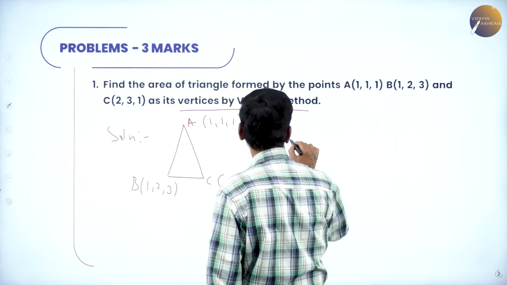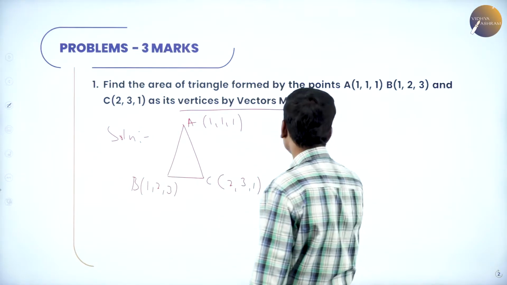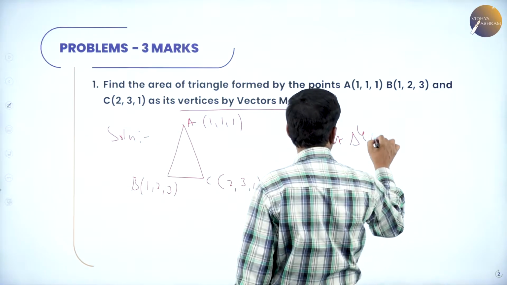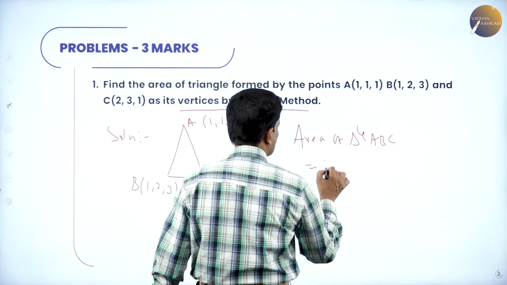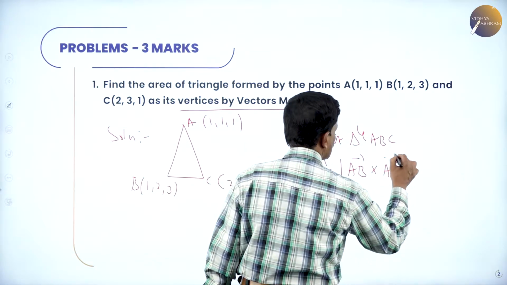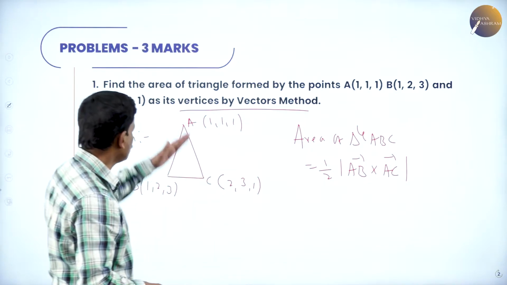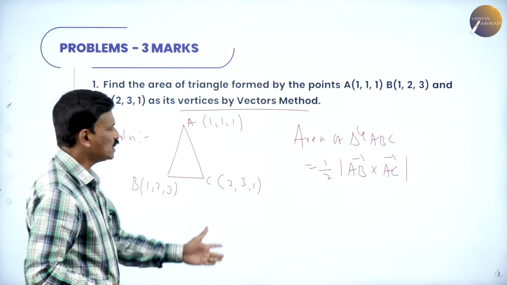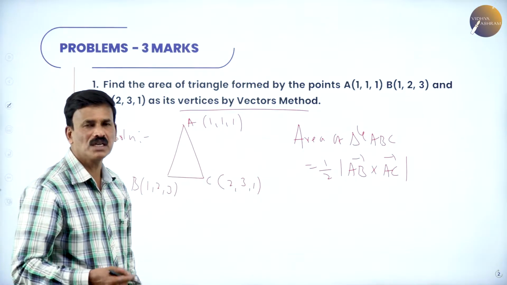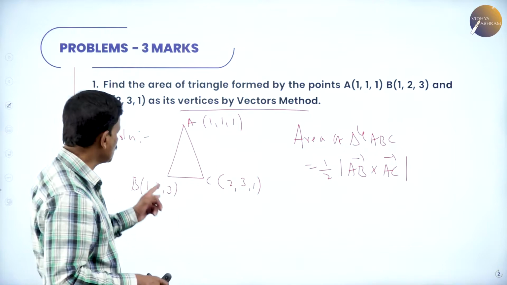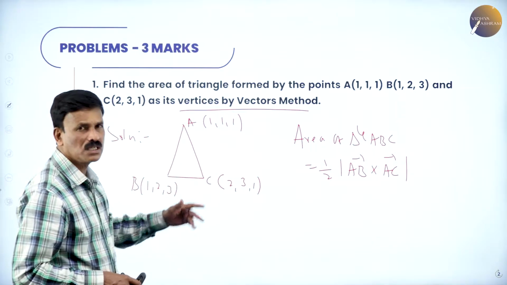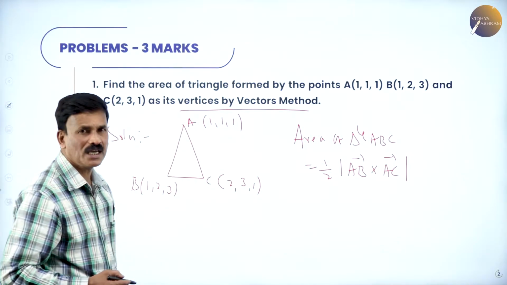Now what is to be found is the area of this triangle, which is given by area of triangle ABC is equal to half into length of AB cross vector AC. Find out the AB vector and AC vector. Half into length of AB cross AC vector will give the area. Suppose if we consider this point as B, then you can also find BA cross BC. Now just find out AB and AC.